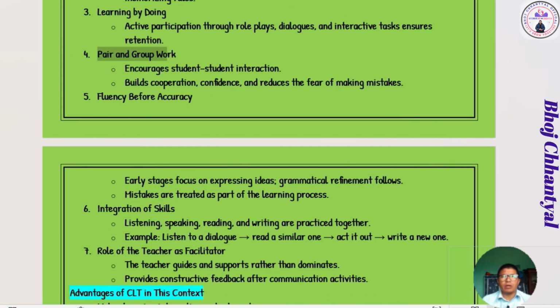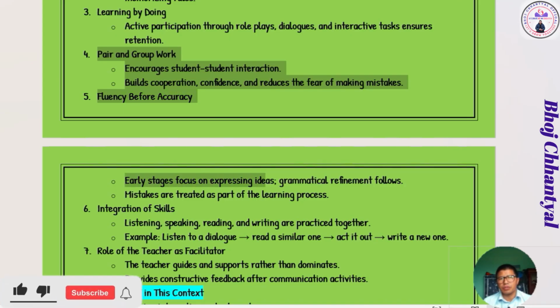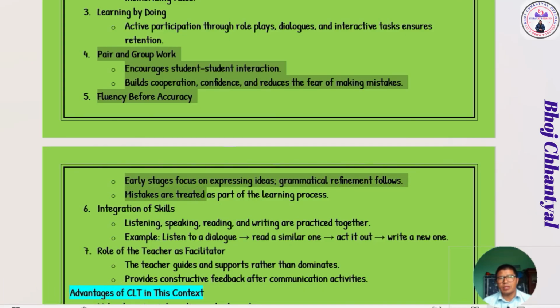Number 4. Peer and group work. Encourages student-student interaction, builds cooperation, confidence, and reduces the fear of making mistakes. Number 5. Fluency before accuracy. Early stages focus on expressing ideas, grammatical refinement follows. Mistakes are treated as part of the learning process.